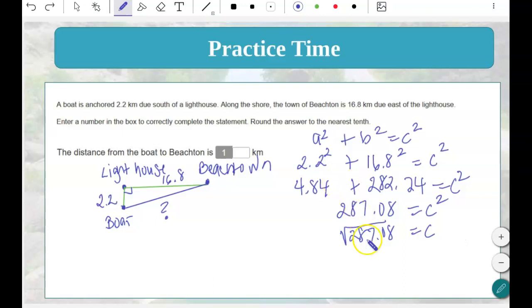And it says to round it to the nearest tenth. So if it's 16.94, the 9 is in the tenths place. That 4 tells you that stays the same. So 16.9.